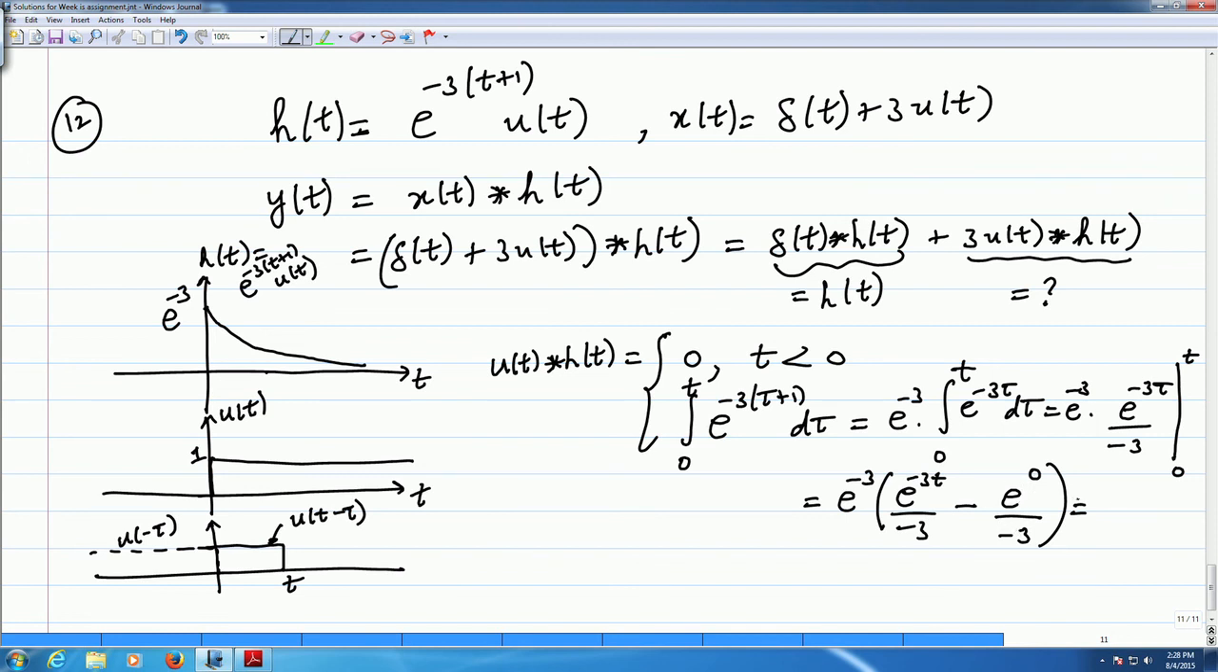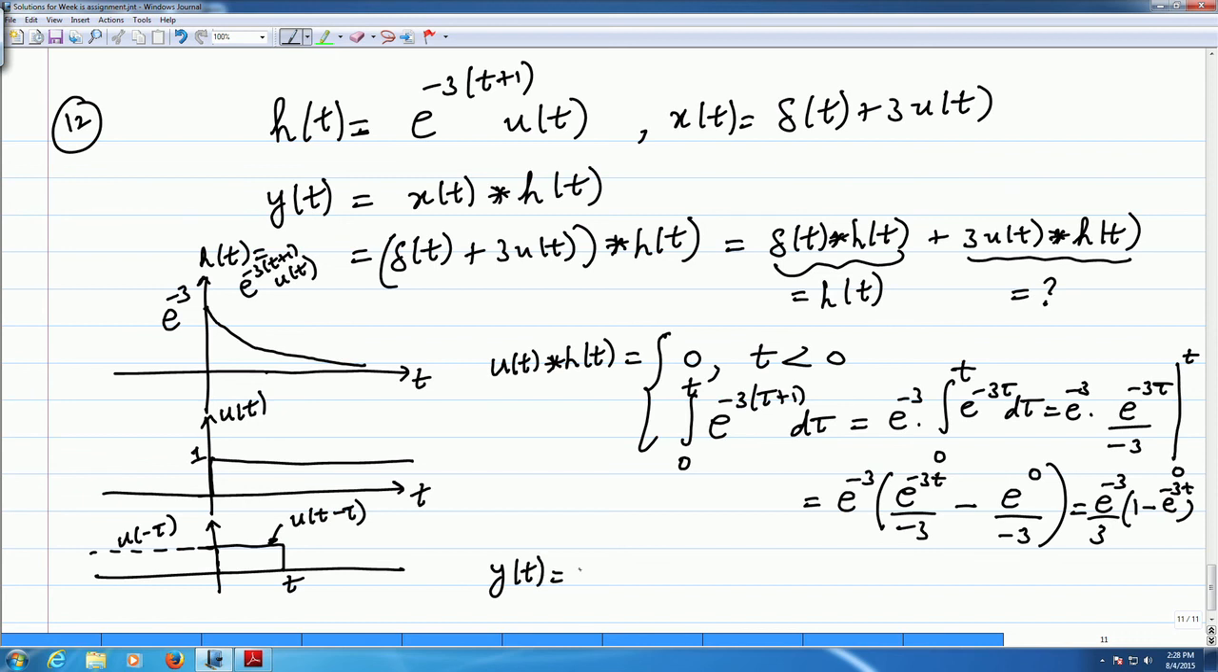So, you get a 1 by 3 common outside. So, you can pull out e power 3 by 3 times 1 minus e power minus 3 t. Okay, you can check this calculation closely if you like. This is what you would get. And now you go back here and substitute for y of t.